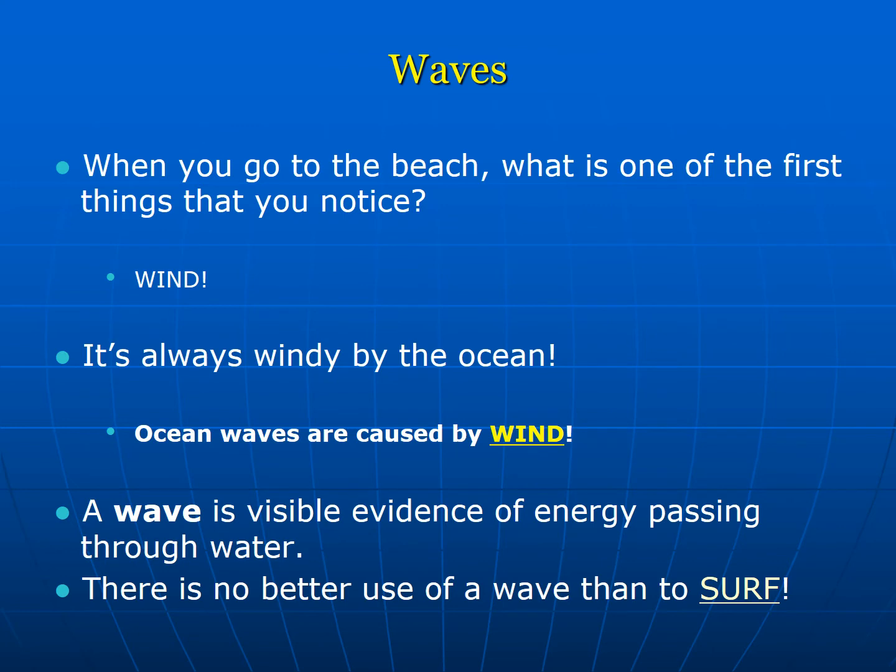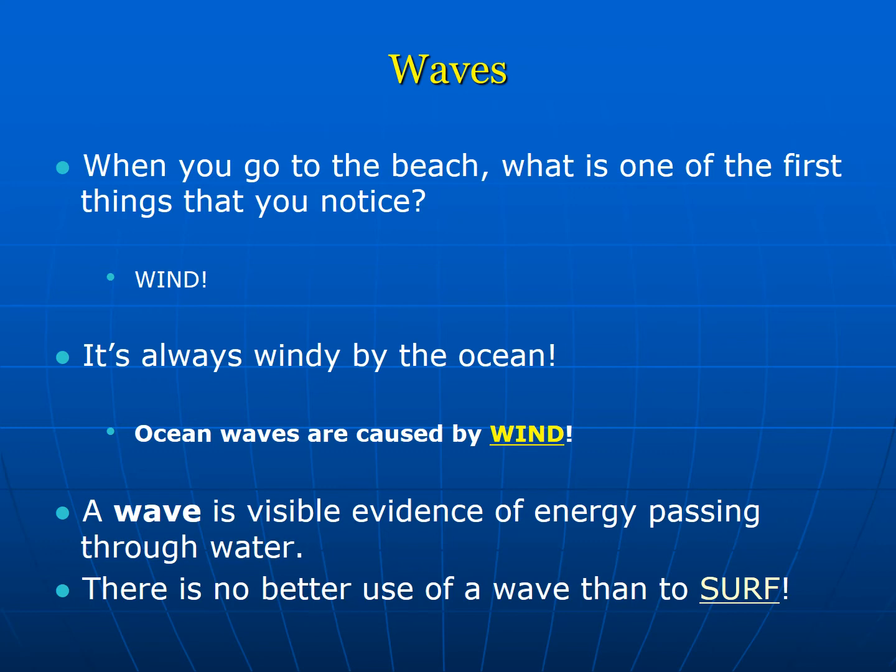Now, one thing about water that we always know, it has waves. So when you go to the beach, what is the first thing you notice? It's windy. It's always going to be windy by the ocean because ocean waves are caused by wind. A wave is basically, when we look at the water, visible evidence of energy passing through water at that time.